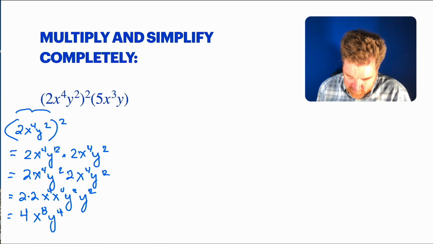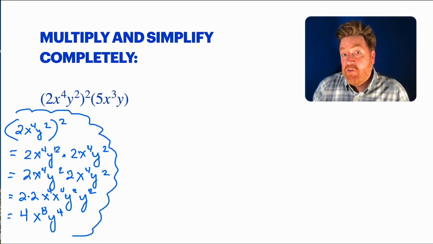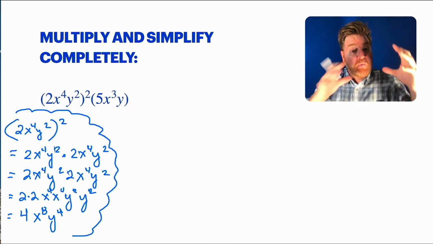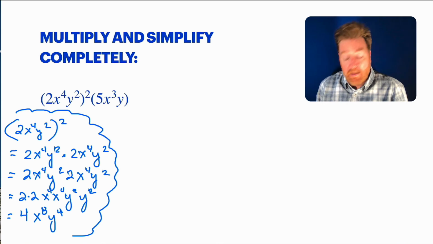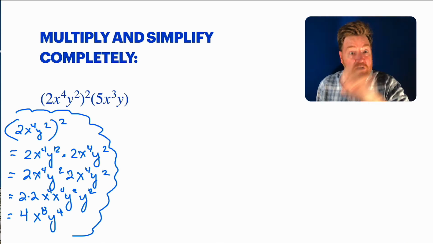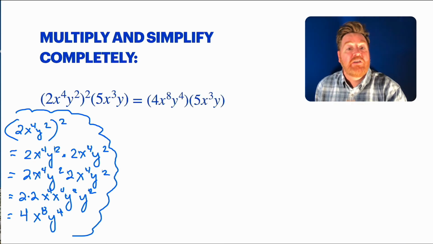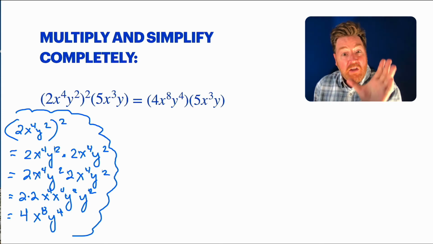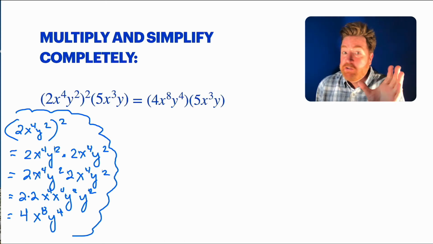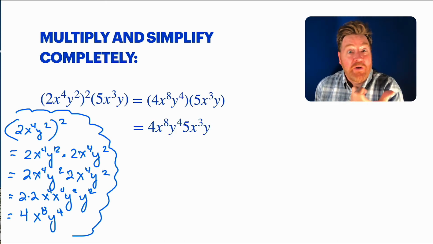So let me just box this in as some sort of scrap work off to the side, because what I want to do is I want to take 4x to the 8th y to the 4th and bring it up to our original problem. So now we know that the original multiplication is equal to this. There's our 4x to the 8th y to the 4th, right? Now we're back to normal. Let's multiply those two things together. Just mush them together. Let's commute again.